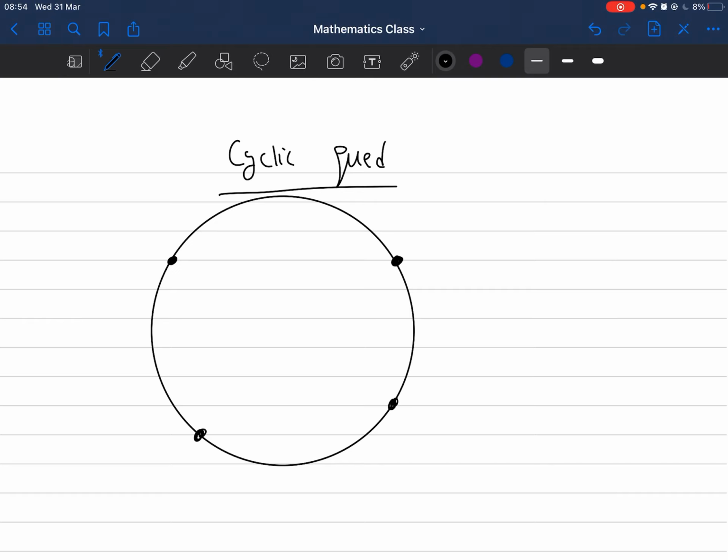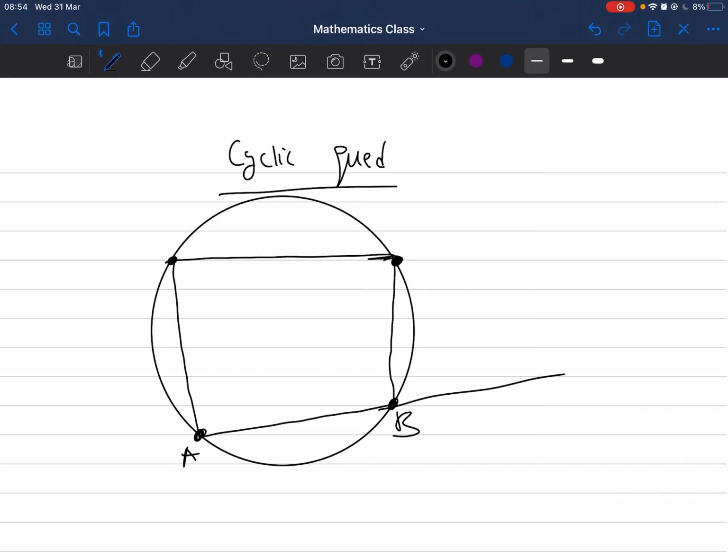cyclic quad, we have four chords that touch the circle four times. And let's say now you have a line like this for some reason. It just went outside the circle. Voila. Okay, let's call it A, this is B, this is C, this is D. Let's call it 1, 2 because we have different angles already. Cool, right? And I want you to remember one of the theorems that we had.